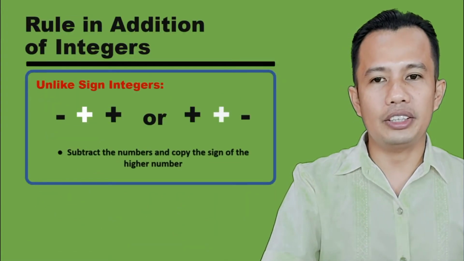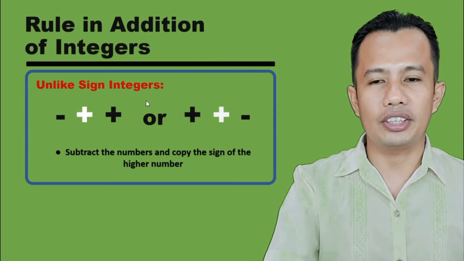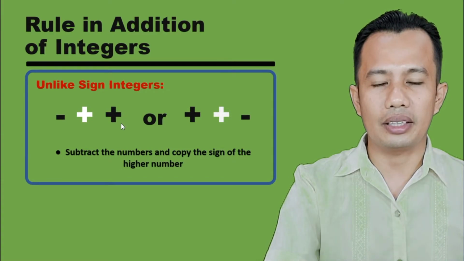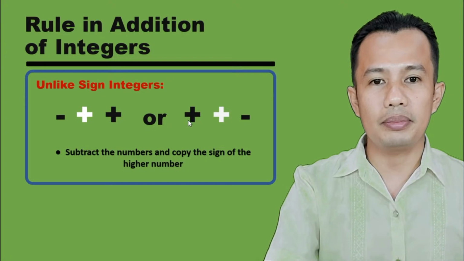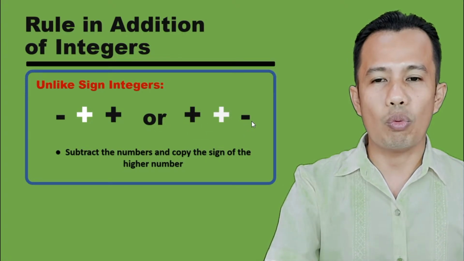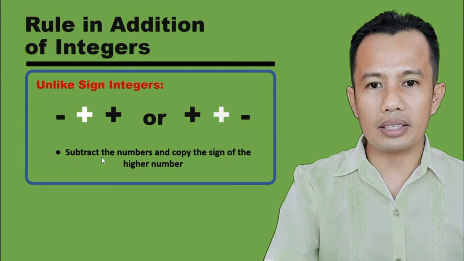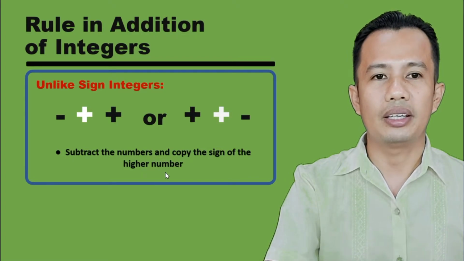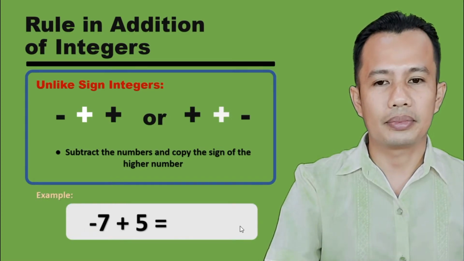Rule in addition of integers. First case is the unlike sign integers, wherein the first one is negative and the second one is positive, or the first one is positive and the second one is negative. What is the rule? The rule says to subtract the numbers and copy the sign of the higher number. And now, let's see an example.